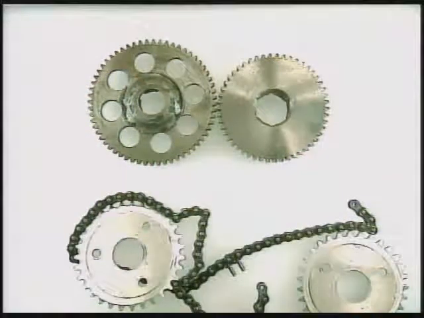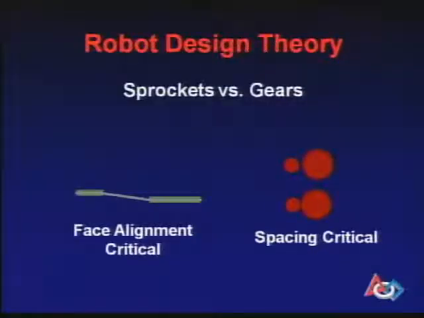When you're building your robot, it's a lot easier to get the sprockets aligned properly, because if you have these two sprockets bolted against a flat piece of metal, they'll be aligned. Drilling holes to align your gears is much more difficult. So gear systems, because you can get better ratios, can be smaller and lighter than chains and sprockets, but they require a lot more precision in machining. Sprocket and chain systems are easier to build, but you can't get as much reduction in each stage, and they often take up a lot more space. So these are trade-offs you have to weigh when building your robot.